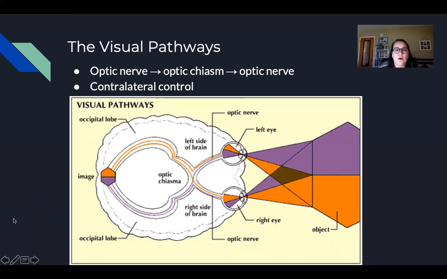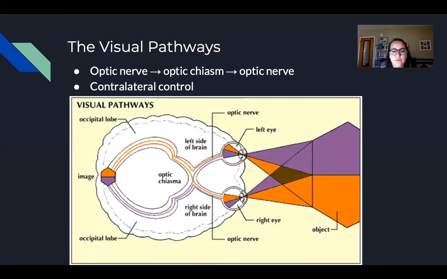So we're going to move on then and talk about the visual pathways. So essentially, the structures of the brain and processes of the brain that then carry visual information from the eyes to then be processed, to become what we would call perceived.